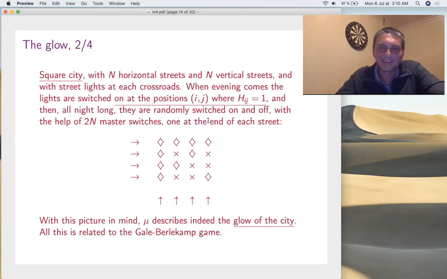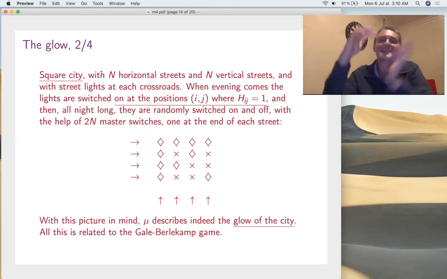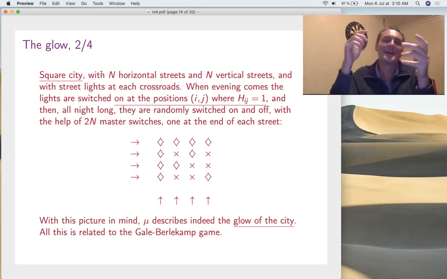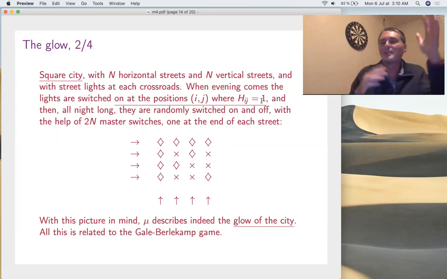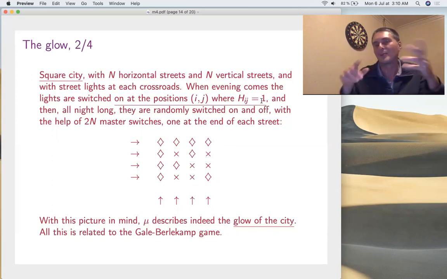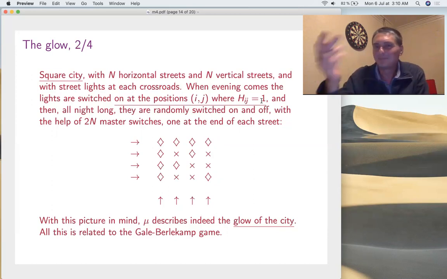I mean, it's like a city having a glow. Imagine a square city, that's my city over here, with street lights at crossroads, and you switch them on when evening comes. Our positions where your Hadamard matrix is 1. And you switch it on and off randomly with the switches on each row and each column. So the glow of the city is exactly this. That's why we call it the glow.